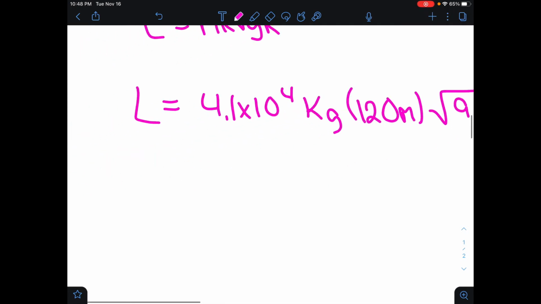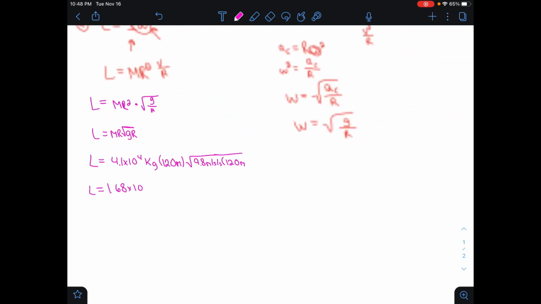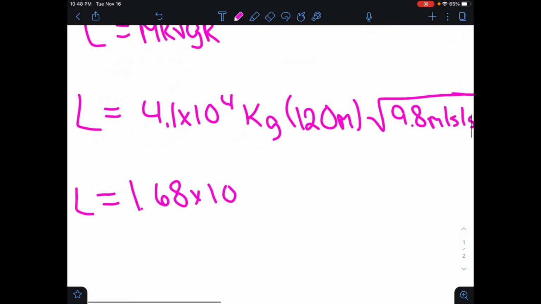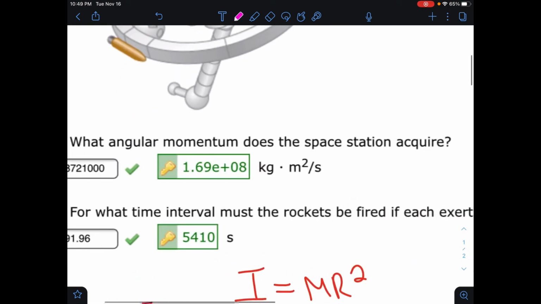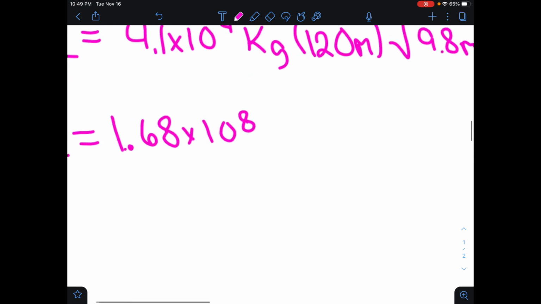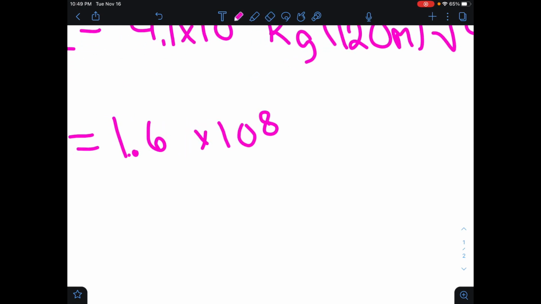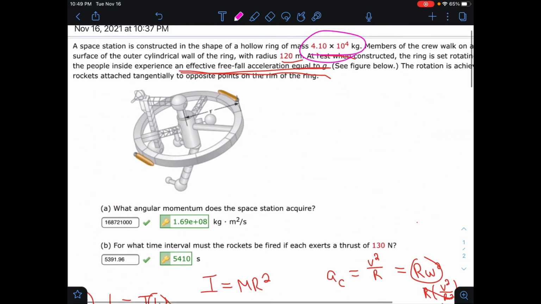So our momentum is 1.68 times 10 to the 8th. And as you can see, that's fairly close. The correct answer is 1.69. If you round up, it is 1.69. So I'm going to put that here because it's 1.687, and yeah, 1.69. So we get this answer.